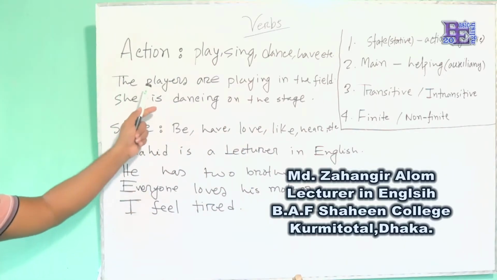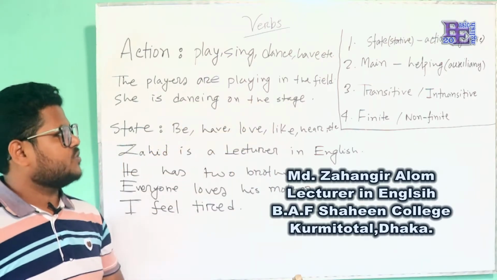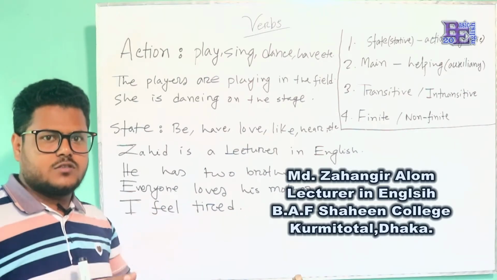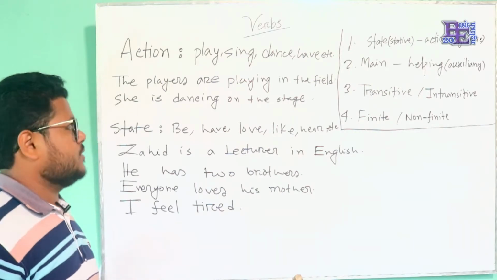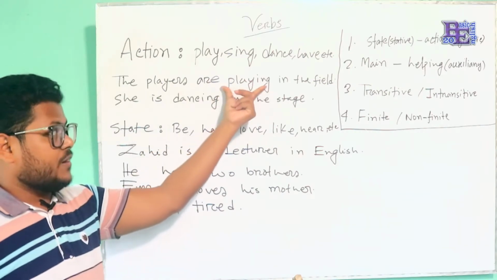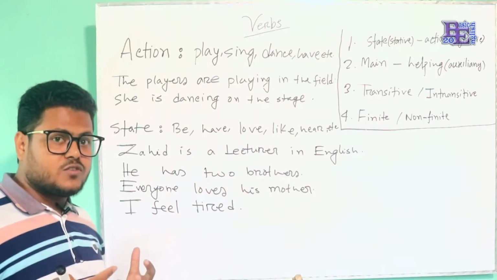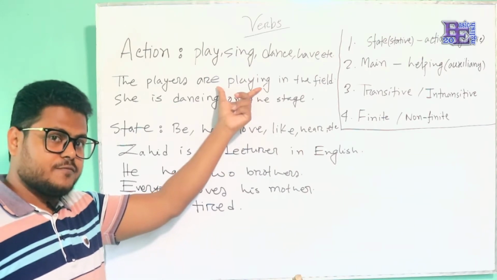Here the players are playing in the field. That means the players are just moving around the field and they are just playing with the ball. Okay, so here the verb playing shows the movement of the players. That means they are doing something through their movement. So playing is an action verb.